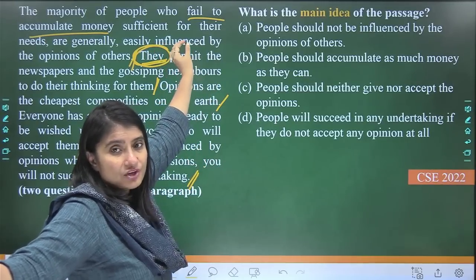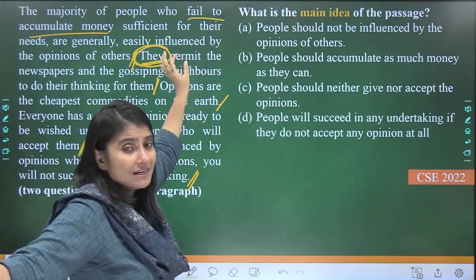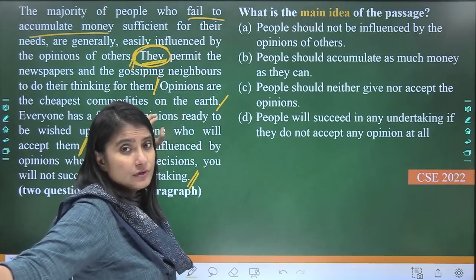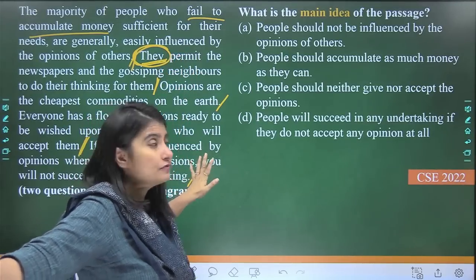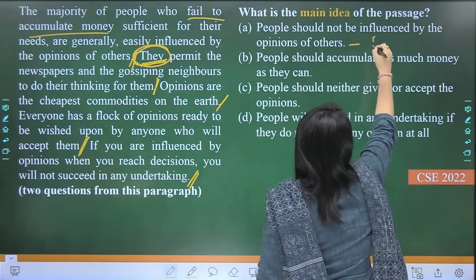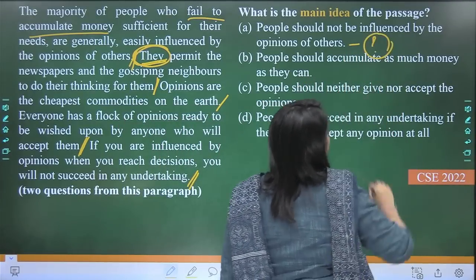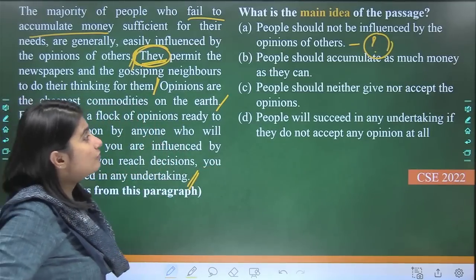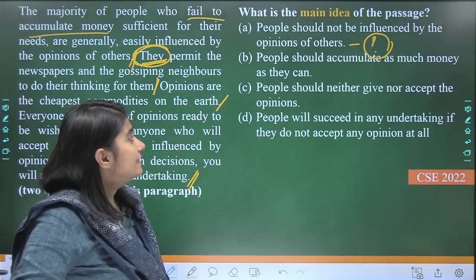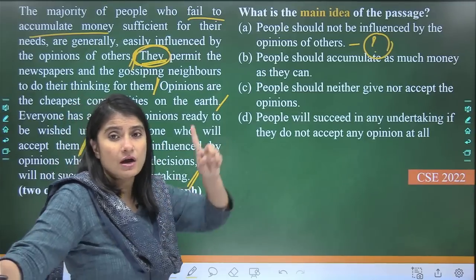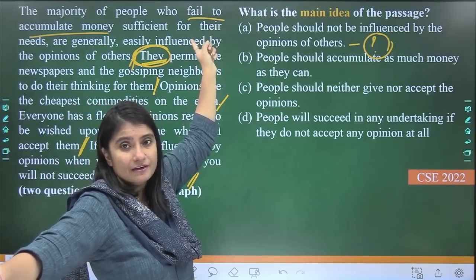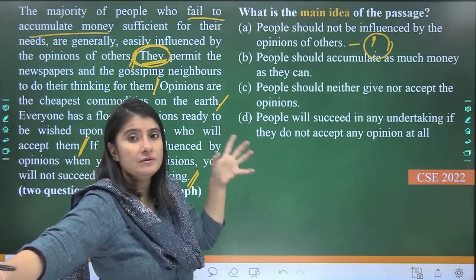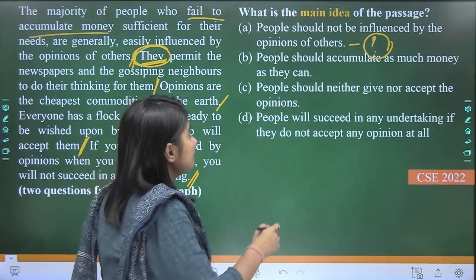People who fail to accumulate wealth are influenced by opinions. Everyone has opinions, they will give you, and if you listen to other people's opinions, you will never be successful. So this is a probable answer, but in the first go, we are not taking the answer until we read all the other options. People should accumulate as much money as they can. It does talk about people who have not accumulated enough money, but it is not telling people to accumulate money. The text would be different.